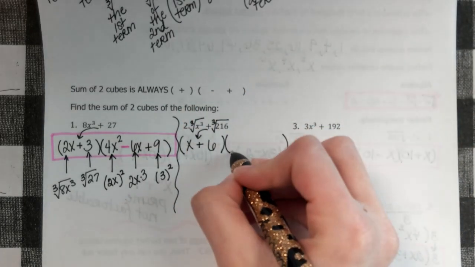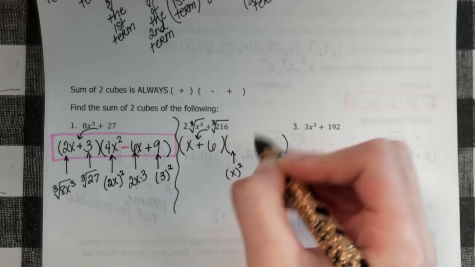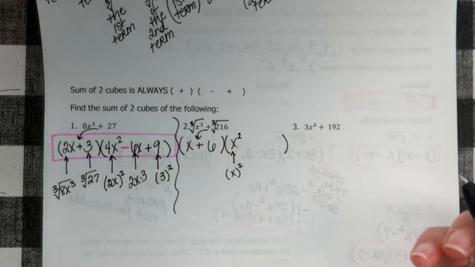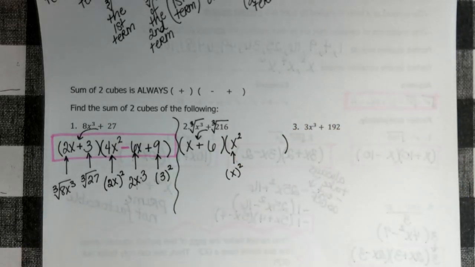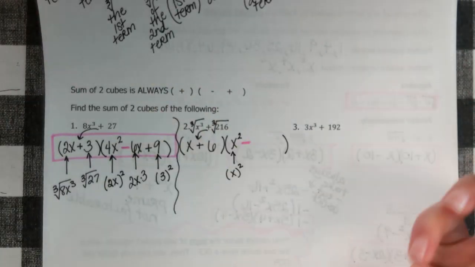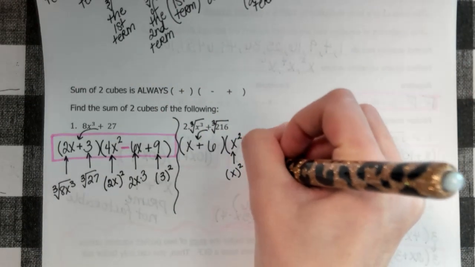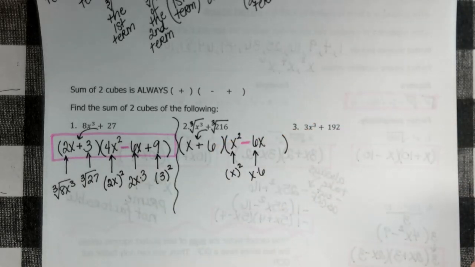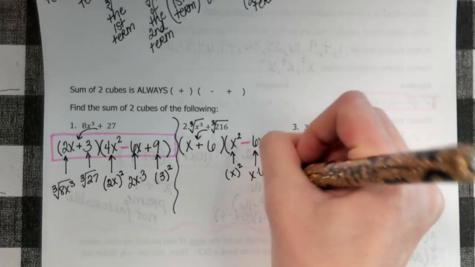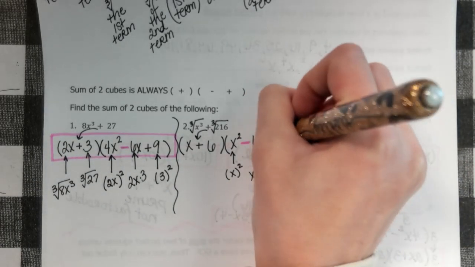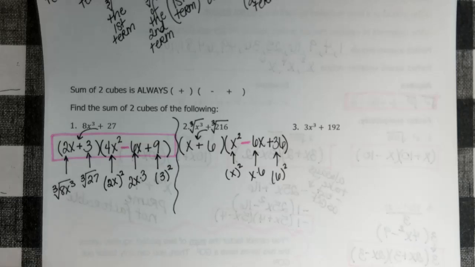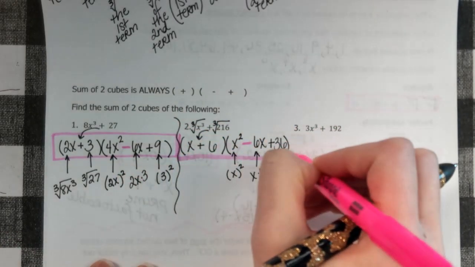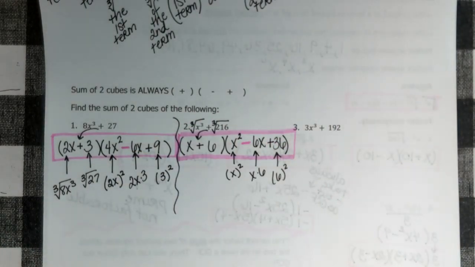So then I'm going to take my first term, which is x, and square it, which is just x squared. I change my sign to a negative. I multiply x times 6, and that gives me 6x. I always have a plus no matter what. And then I take 6 and square it, which is 36. Okay. Questions on that?